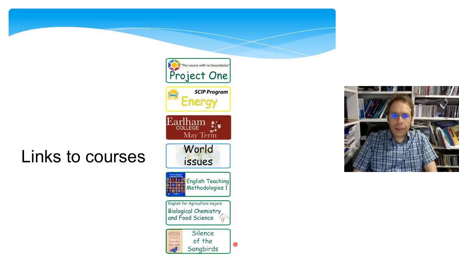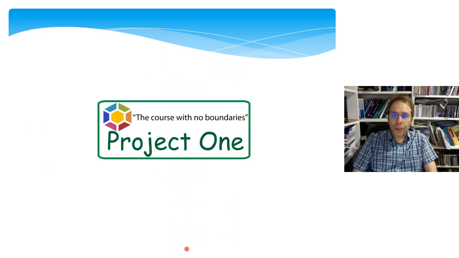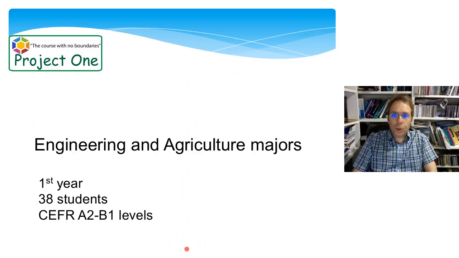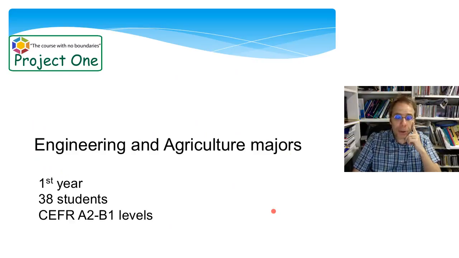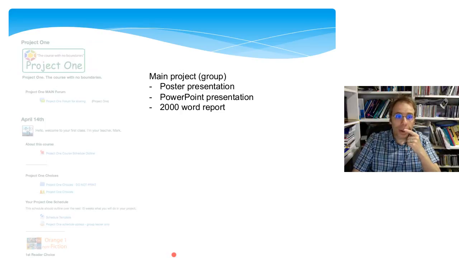But what I'd like to focus on today is this area called Project One. This is a course that I teach, and I'd like to show you how I set this up. So when the students click on this course, well, first of all, the course that we teach this to, it's engineering and agriculture majors. They're all first-year students, and there are about 38 students, and their levels are about CEFR A2 to B1 levels, so they're not that high. I don't know if you're familiar with TOEIC scores, but they're about 400, 420 in TOEIC. So they're not that high-level English.